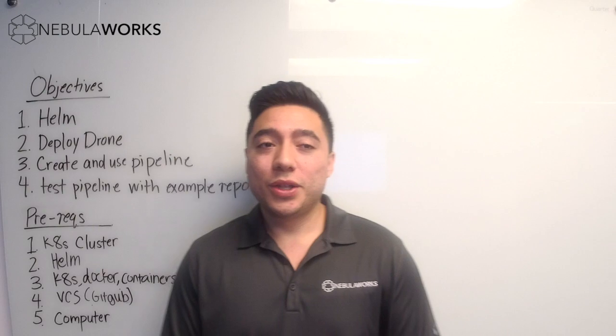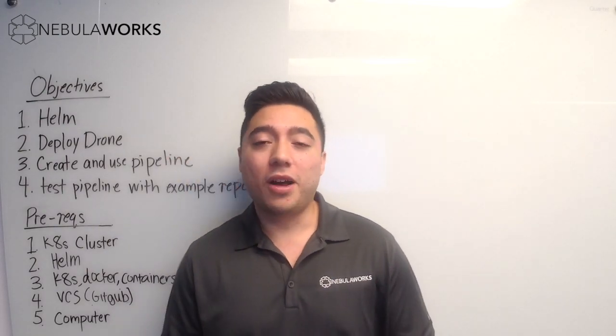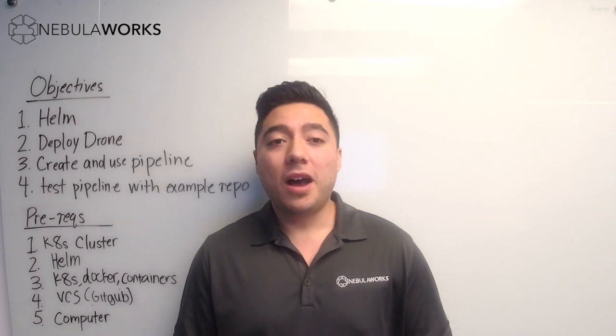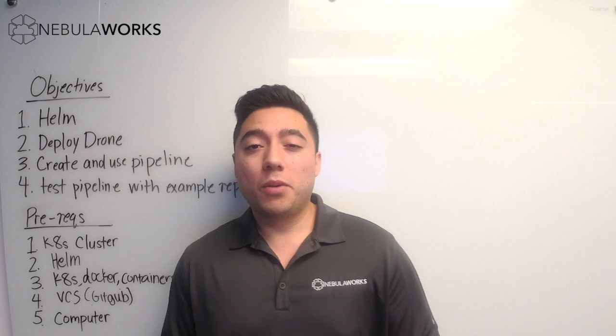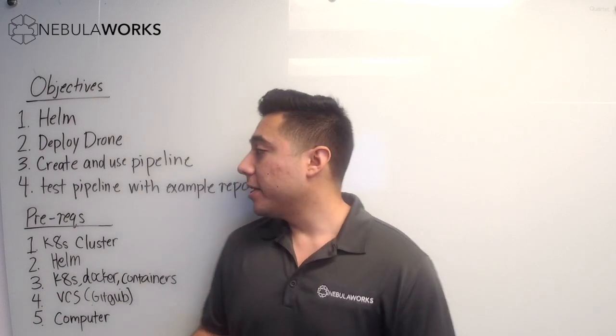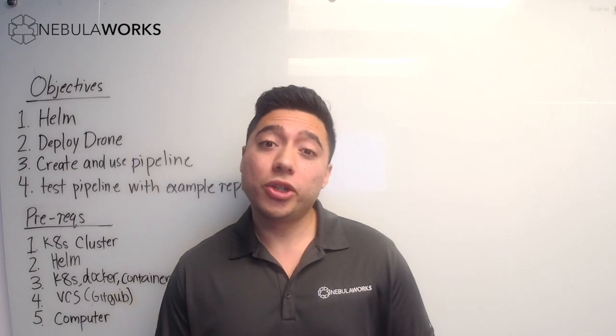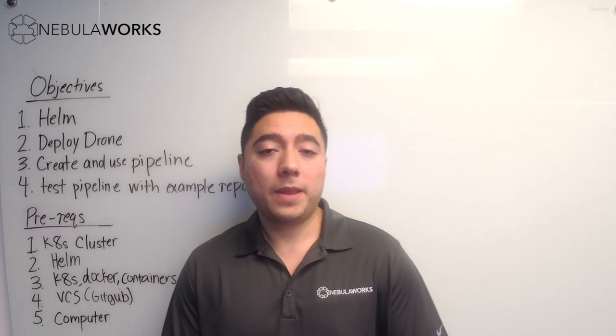All right, so let's talk about Helm. For those of you who don't know what Helm is, it's a package manager for Kubernetes, and it streamlines the process of installing and managing Kubernetes applications. We're not going to be covering the installation process or the configuration process. However, we will be talking about the Drone Helm chart and what needs to be edited in order to deploy Drone with Helm.